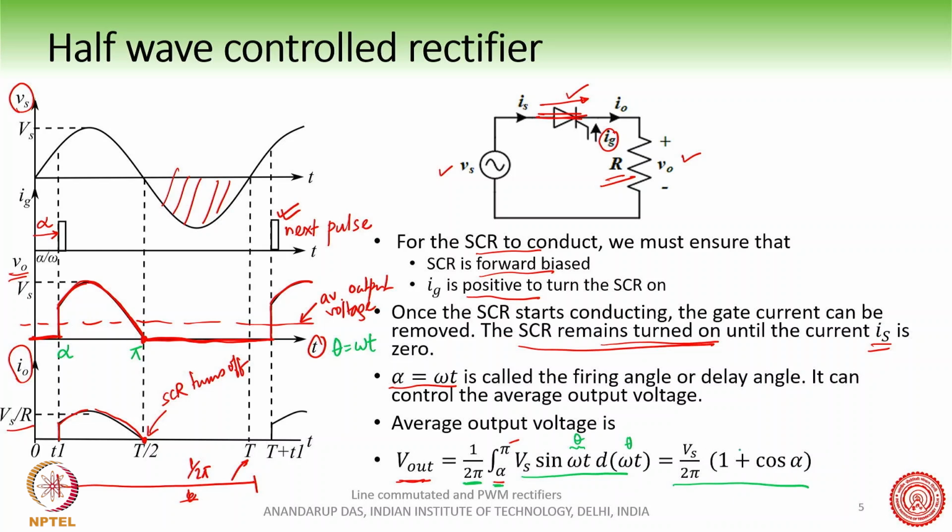We understand that this output voltage V out can be changed by changing the firing angle alpha, right? If we use alpha equal to 0 degrees, we get the same performance as a diode rectifier. When 0 is less than alpha less than pi, if alpha is increasing up to pi, then we do not get any voltage output. So the average output voltage will be 0.